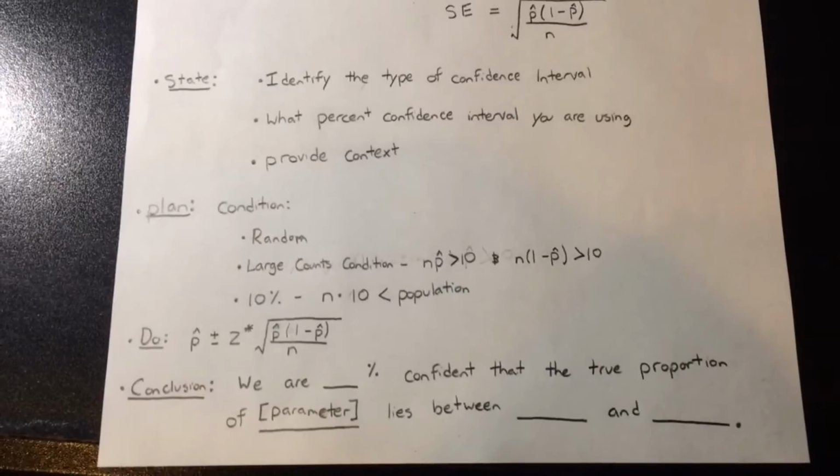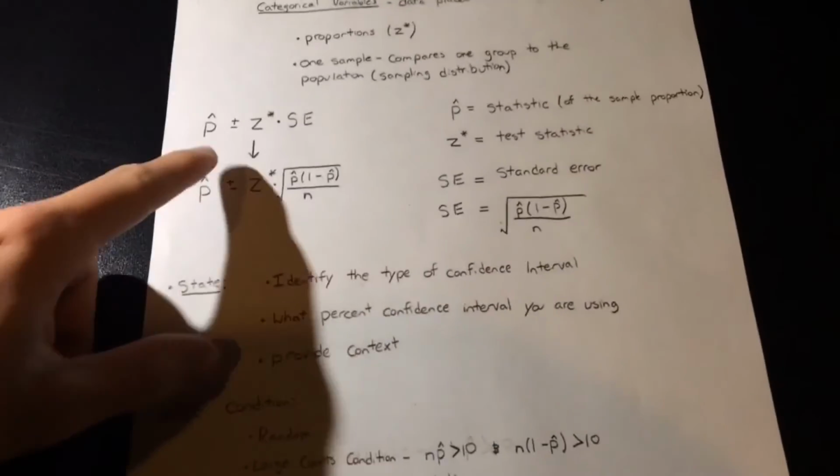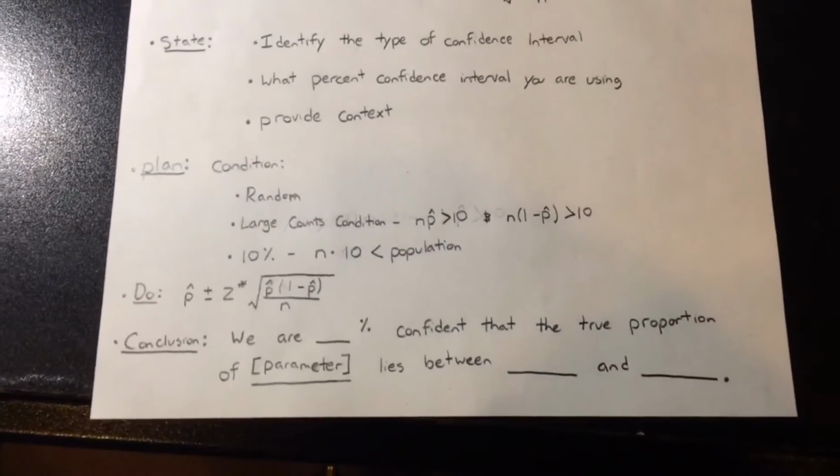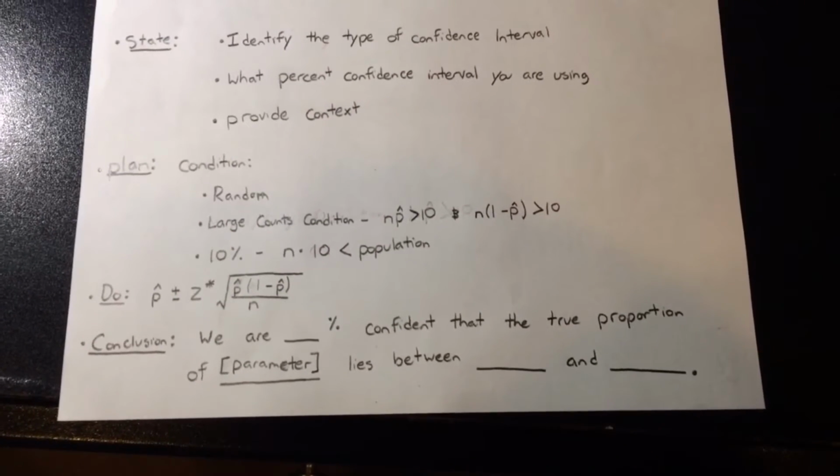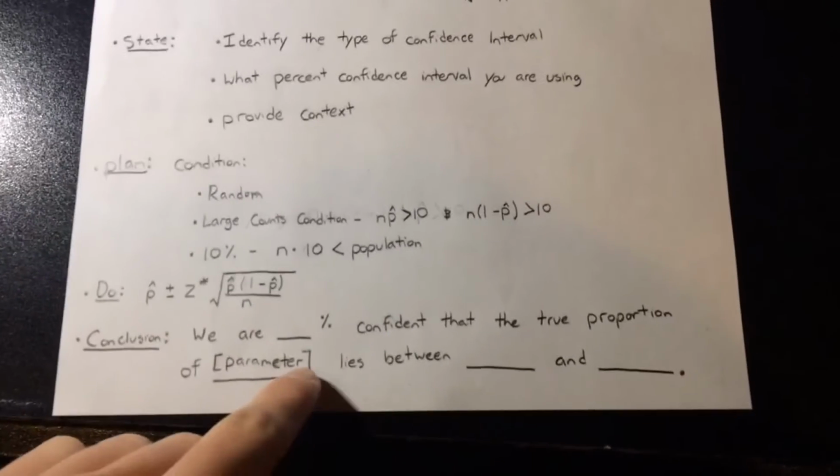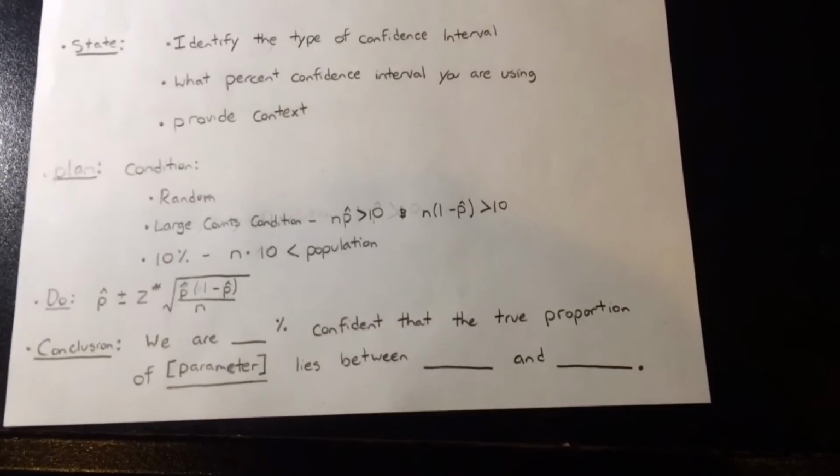And then for do, we use the same equation I already talked about up there. And then for conclude, we state we are blank percent confident that the true proportion of blank, the parameter, is between blank and blank, which is a confidence interval.